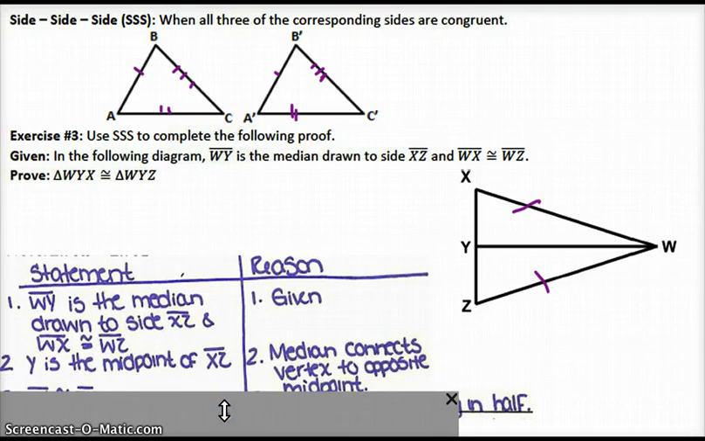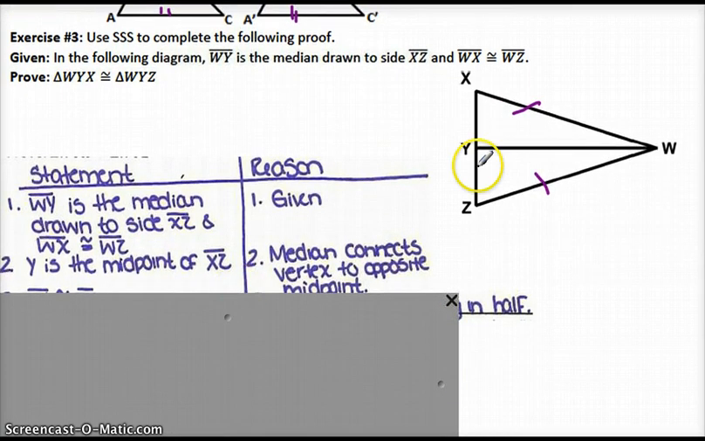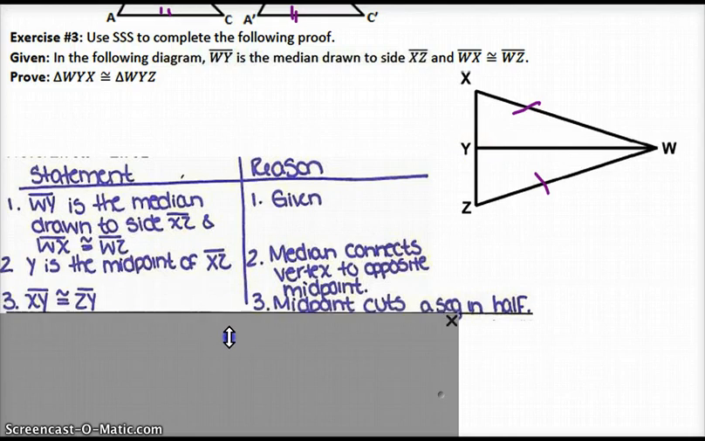So I know that if I have a median WY, the vertex W is connected to the opposite side's midpoint. So I can say Y is the midpoint of XZ because of exactly what we just said, a median connects a vertex to the opposite side. Now, if that's my midpoint, we should know our midpoint definition, and we'll know that XY is congruent to ZY because a midpoint cuts a segment in half.